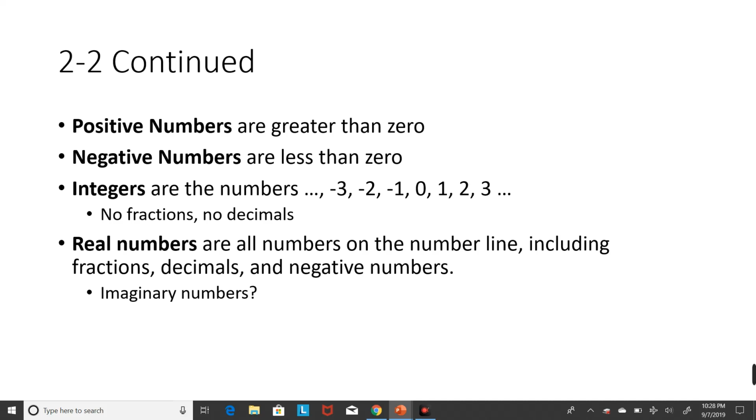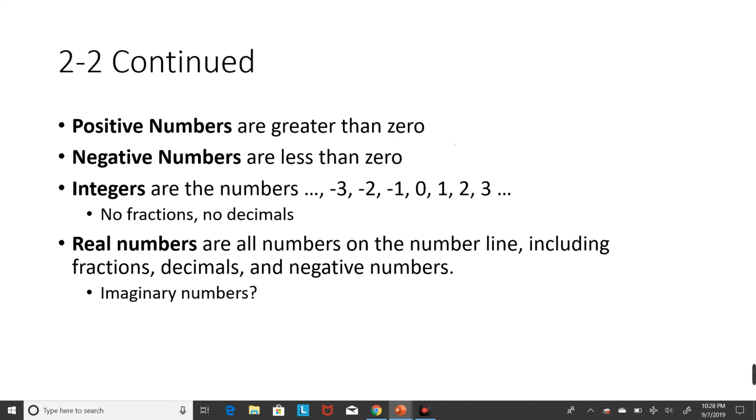So there are some definitions that the author gives in the book that are important, and you will have problems in your classwork that involve these. Hopefully most of them you already know. So the first one is that positive numbers are greater than 0. Negative numbers are less than 0.